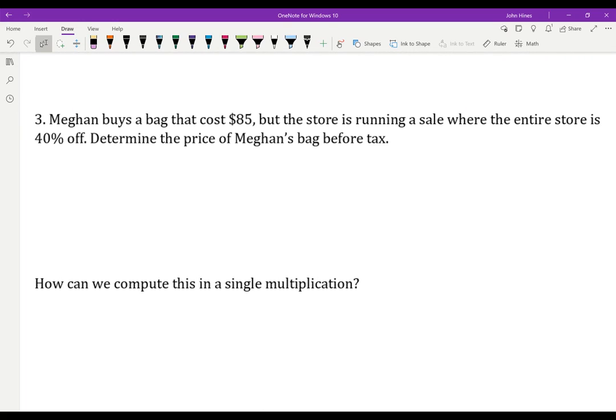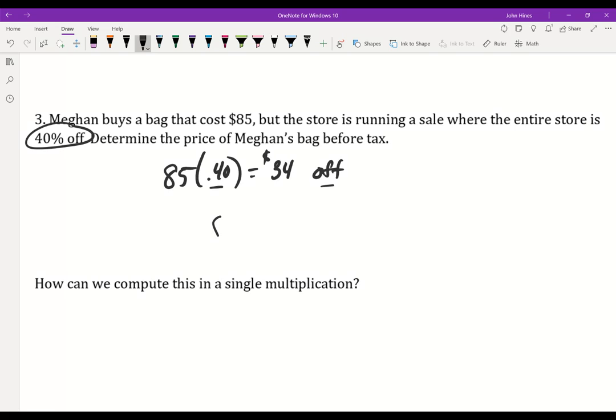Megan buys a bag that costs $85, but the store is running a sale where the entire store is 40% off. So she's getting a discount here. Determine the price of Megan's bag before tax. So it's $85, and she's getting 40% off. So what's 40% of that? 85 times 0.40. She's getting $34 off. That's where she got 40% off. So what is she paying? Well, 85 minus 34 leaves me with 51. That's what she's paying.